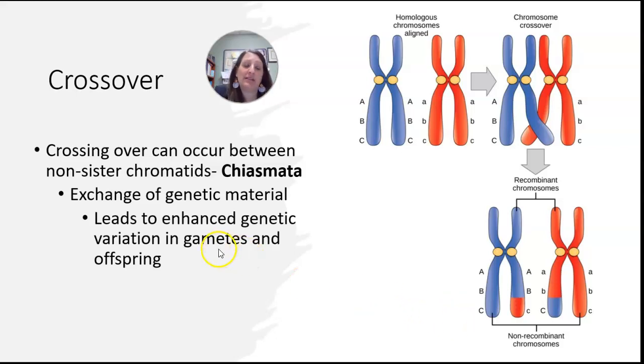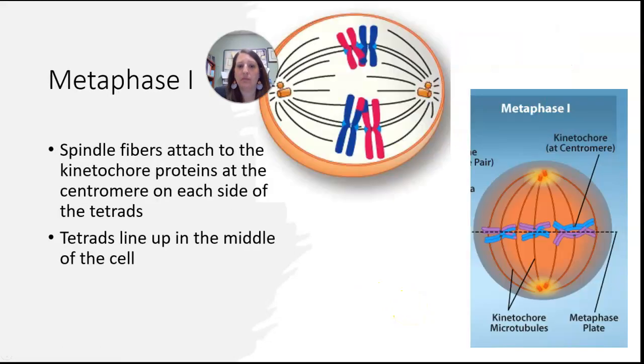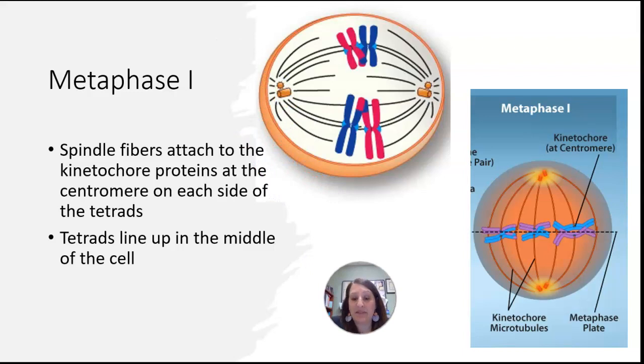This is really important. This is another layer of enhanced genetic variation that can happen in gametes and then, of course, in offspring that inherit those changes. Okay, so a lot happens in prophase 1 of meiosis 1. Tetrads form, crossing over can happen, the nuclear envelope breaks down, and the centrioles move to the poles.